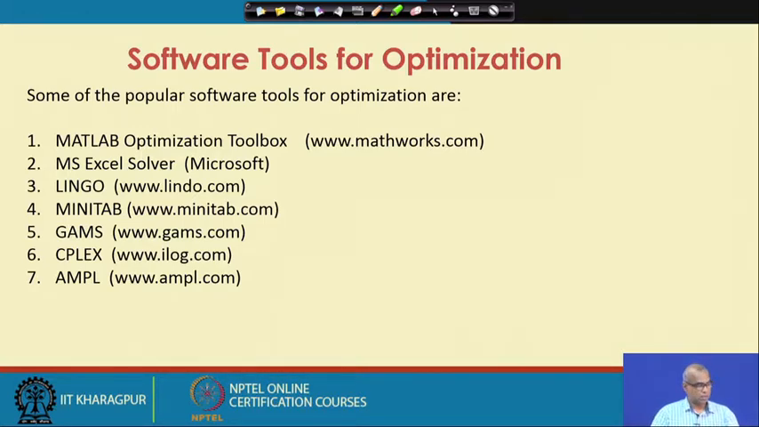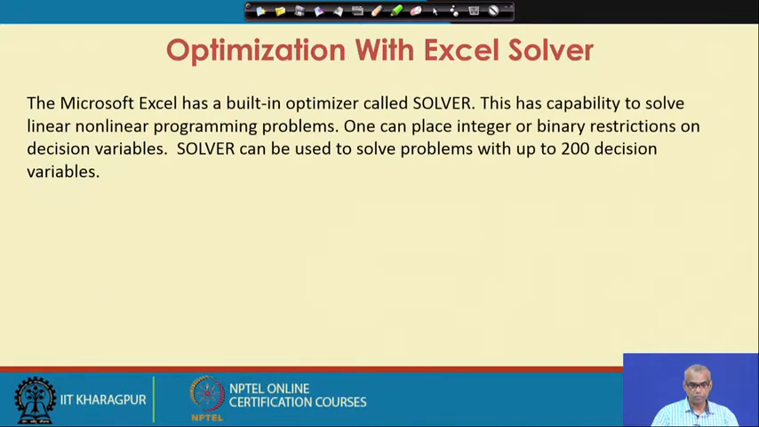We will consider unconstrained optimization problems, simple constrained optimization problems, and also linear programming problems for solution using Microsoft Excel solver. The Microsoft Excel has a built-in optimizer called solver. This has capability to solve linear, non-linear programming problems. One can place integer or binary restrictions on decision variables. Solver can be used to solve problems with up to 200 decision variables.